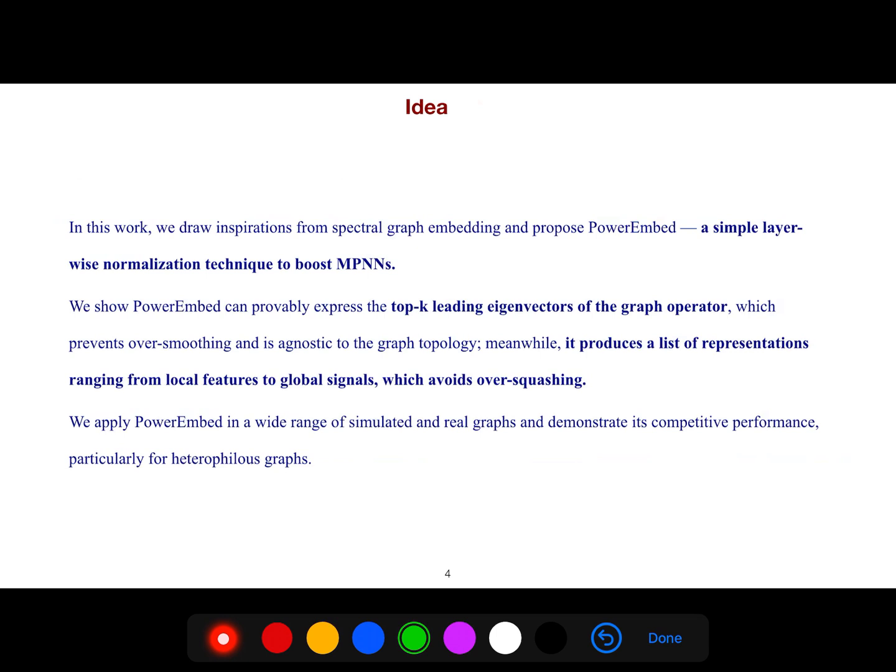So we draw inspiration from spectral graph embedding and propose PowerEmbed, a simple layer-wise normalization technique to boost these message-passing neural networks. We show PowerEmbed can provably express the top K leading eigenvectors of the graph operator, which prevents over-smoothing and is agnostic to graph topology. Meanwhile, it produces a list of representations ranging from local features to global signals, which avoids over-squashing.